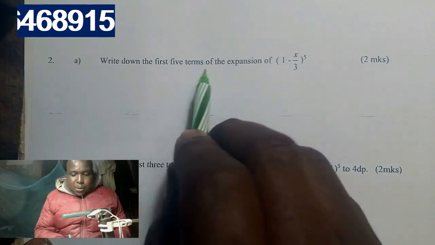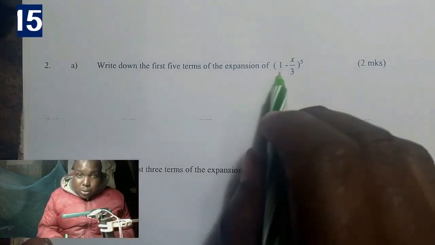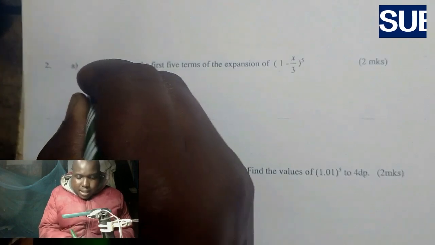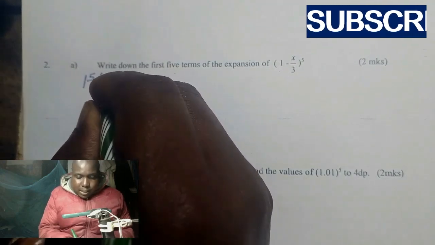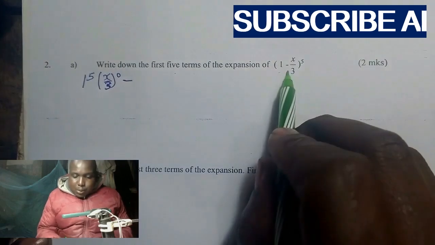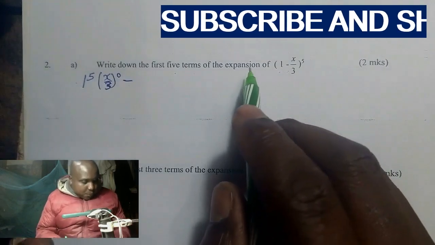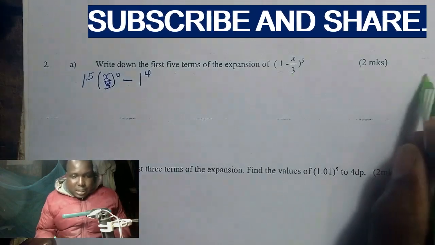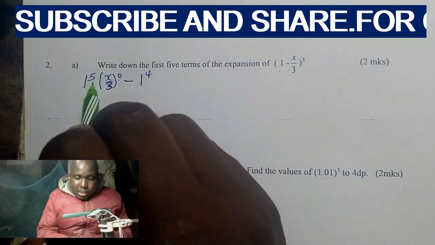Write down the first 5 terms of an expansion of this one. When you expand, you start with the first term. So it's going to be 1 raised to power 5. And then the second term, you open bracket, x over 3 raised to power 0. Then because it is subtraction, we start with positive, then minus, positive, minus, positive, minus as it moves on. So we are going to have 1 raised to power 4 now. The first term's power decreases to the right, the second term's power increases to the right. So we start with 0, and the other starts with 5, 4.